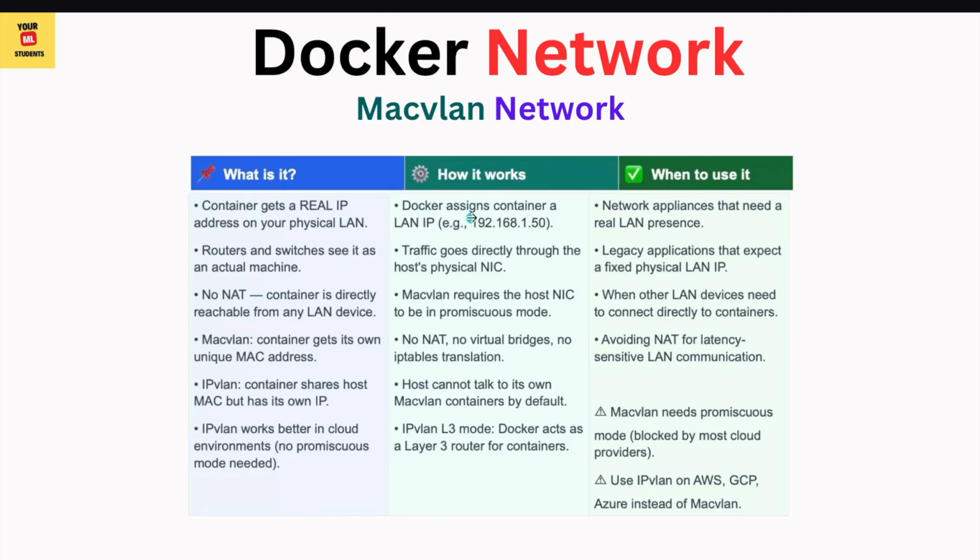Docker assigns the container a LAN IP. Traffic goes directly through the host physical NIC, and Macvlan requires the host NIC to be in promiscuous mode. No NAT, no virtual bridges, no iptables translation. The host cannot talk to its own Macvlan containers by default. Macvlan needs promiscuous mode, which is blocked by most cloud providers. So use IPvlan when on AWS and GCP instead of Macvlan.